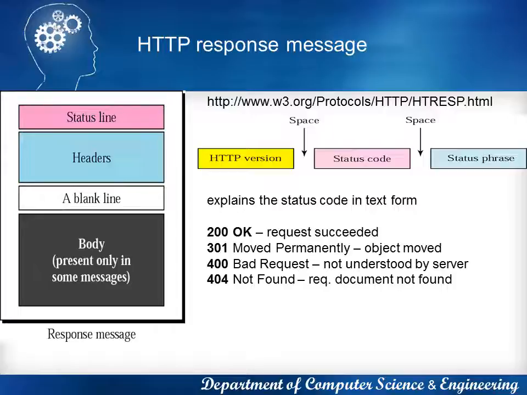Coming to the HTTP response message, it also consists of 4 parts: status line, header, blank line, and body. The status line consists of the HTTP version, space, status code, space, and status phrase. The status code gives some textual information. For example, 200 is okay, a successful message, the request succeeded. 301 is moved permanently, the object moved successfully. 400 is bad request, not understood by the server. 404 is not found, the requested document is not available on the server.